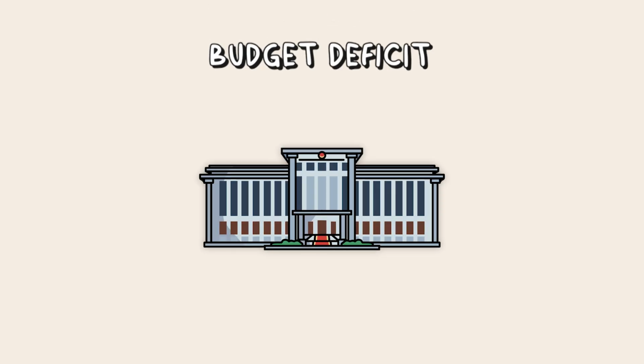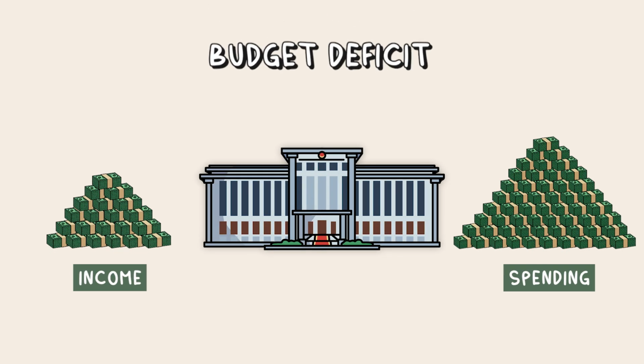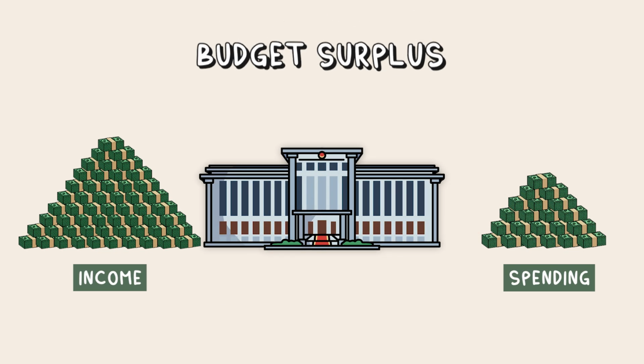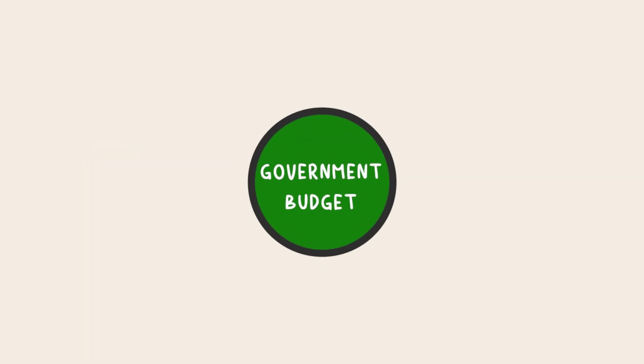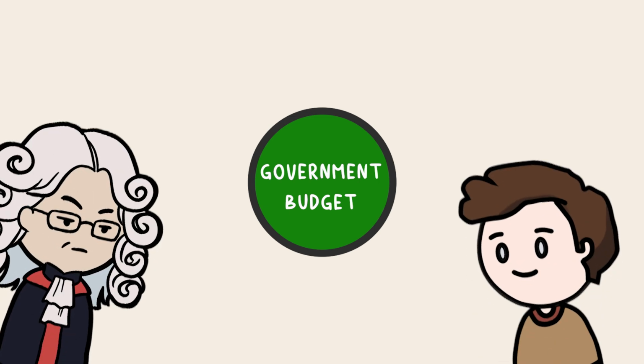Budget deficit occurs when government spending exceeds income. Budget surplus happens when income exceeds expenditure. In summary, the government budget is an important and complex financial management tool, requiring close coordination between relevant agencies and oversight from the legislature and the public.